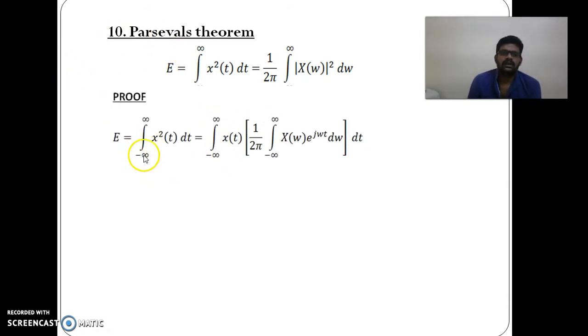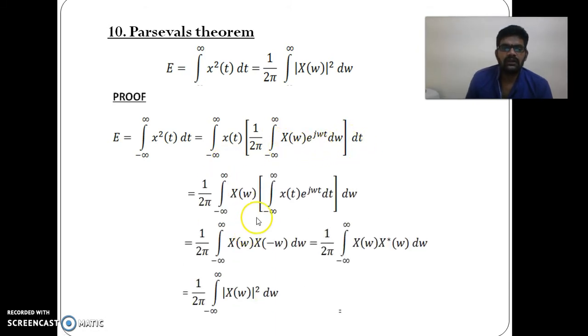Proof: the integral from minus to plus infinity of x square of t can be written as x of t into x of t. The first function I am writing as it is. In the second function I am substituting the inverse Fourier transform formula, that is x of t is equal to 1 by 2 pi integral from minus infinity to plus infinity of X of omega e power j omega t d omega.